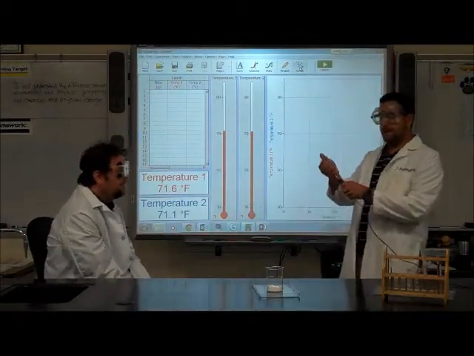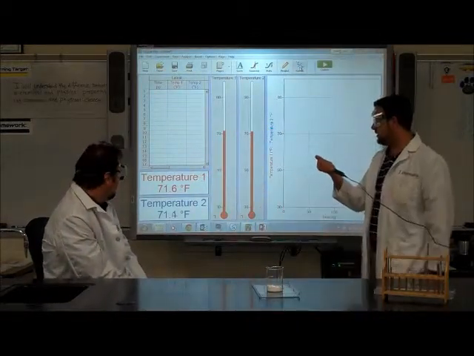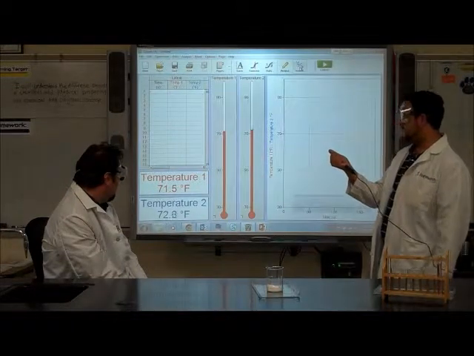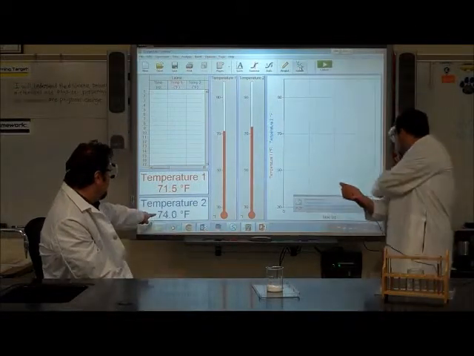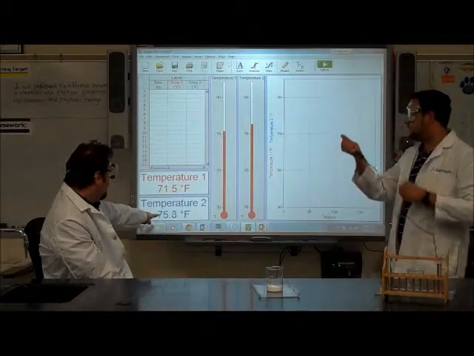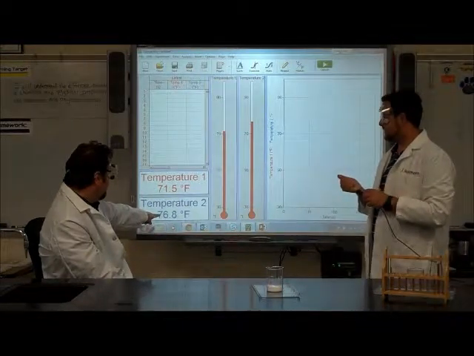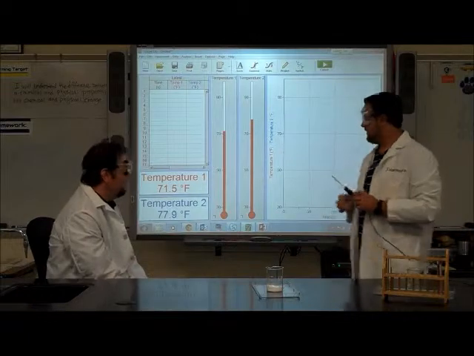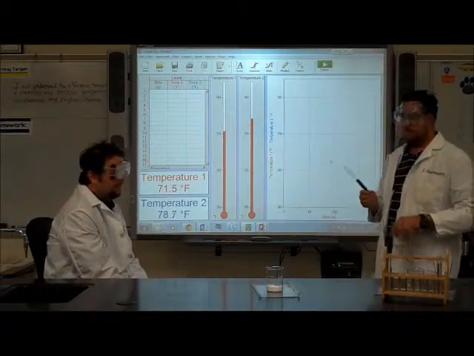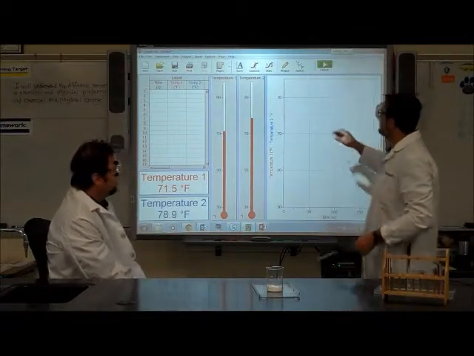I'm going to wrap my hand around this temperature probe so we know which one we are using. As you can see, the bottom one is the one that is going up. 75, 76. So yes, you're using the bottom probe. I'm going to begin collecting data here.